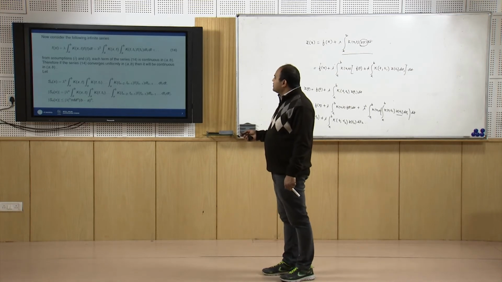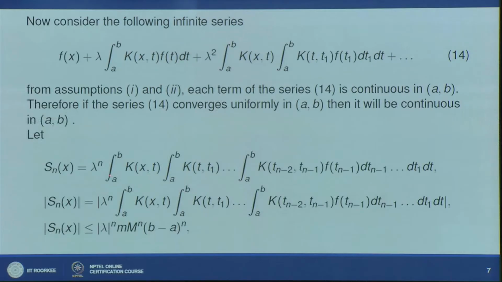So let us consider the nth term of this infinite series, call it S n of x, and S n of x is given by this. Now what we try to do here is find a bound for this S n of x. So if you look here, the modulus of S n of x is given by this. Now if you look at this term, k t n minus 2 t n minus 1 and f t n minus 1, this small f of t n minus 1 is bounded by small m.